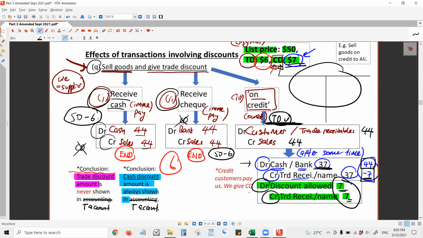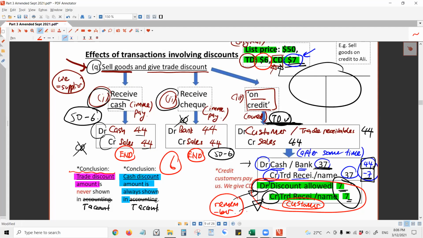And then don't forget about the T account entries for the discounts. You have to debit discount allowed and credit customer account. This is something that you have to remember. This is how you record the cash discount when you allow your customers to take cash discount: you debit discount allowed account, then you credit customer account. This is the customer account. So you have to remember, or you call it memorize.